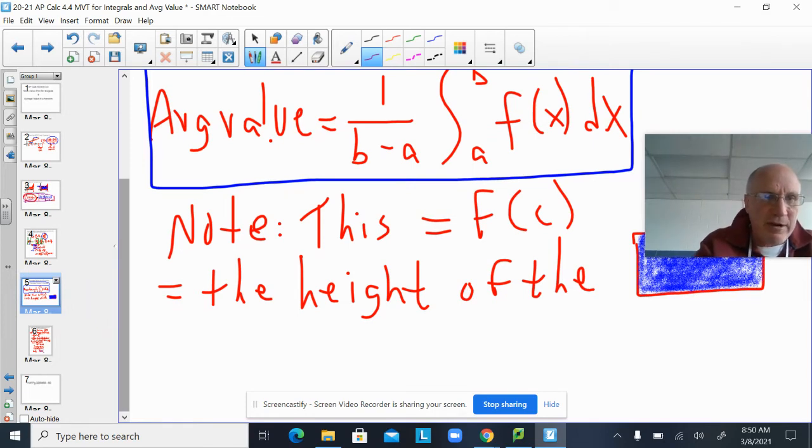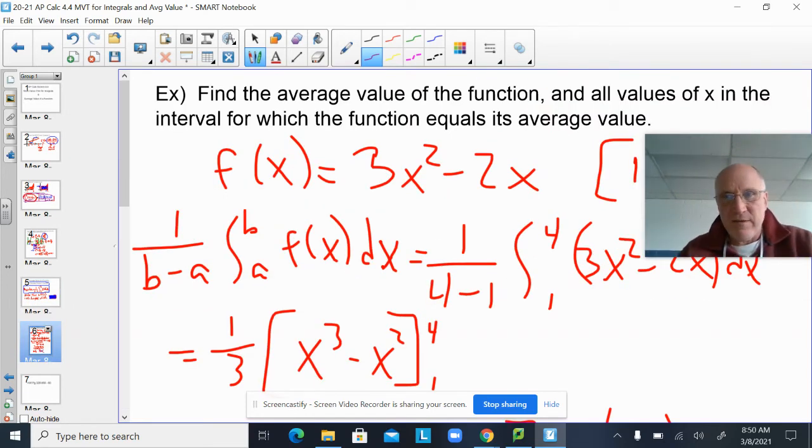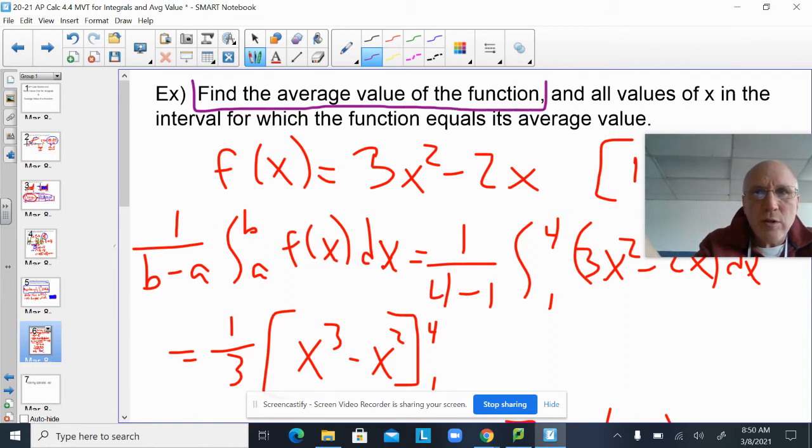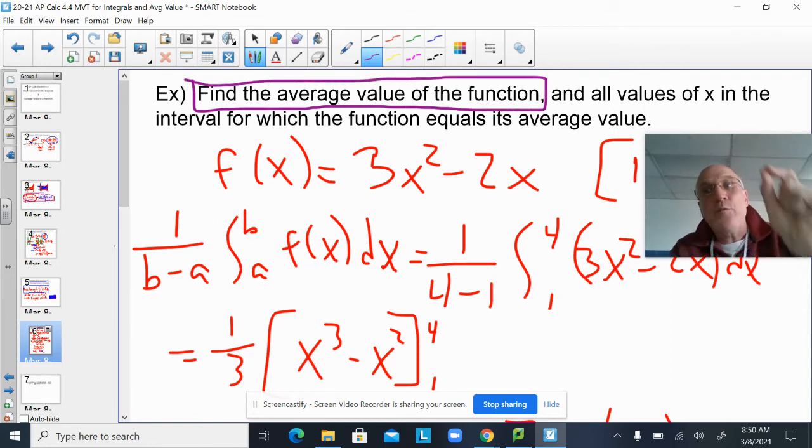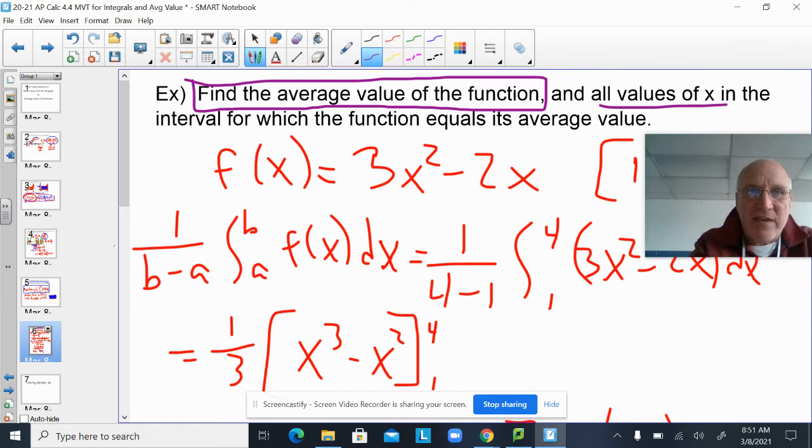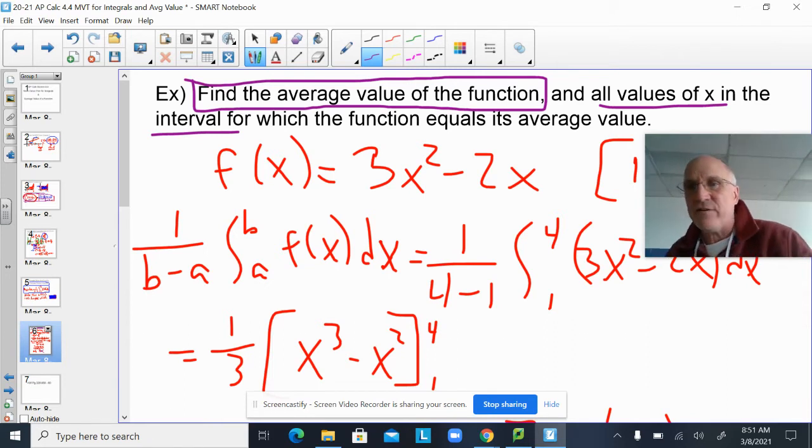Again, I think I have one example here, which looks like this. Now, let me clarify something. This particular example says, find the average value of the function. And that sometimes will be the entire problem. If all it asks is the average value of a function, then, and we'll do this in a minute, we get to our average value, which would be the height of the rectangle, we could stop. This particular question then says, and all values of x in the interval. So then it says, at what x value does the rectangle have that height? But not every problem has that part. It might just ask for the average value of the rectangle.